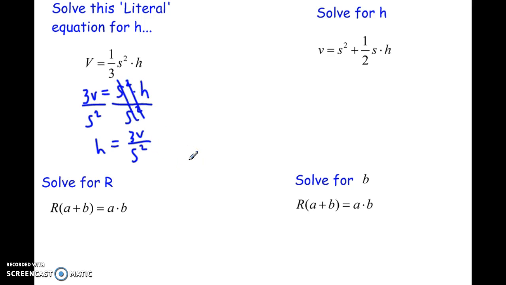And you got it. So you should get used to this kind of thing. Solve for h here. You could multiply everything by 2 to get rid of that fraction, so I'd have 2v equals 2s squared plus s times h. So we're going to solve this one for capital R, and actually it's not going to take too long. It takes about 2 seconds if you divide by a quantity, a plus b.